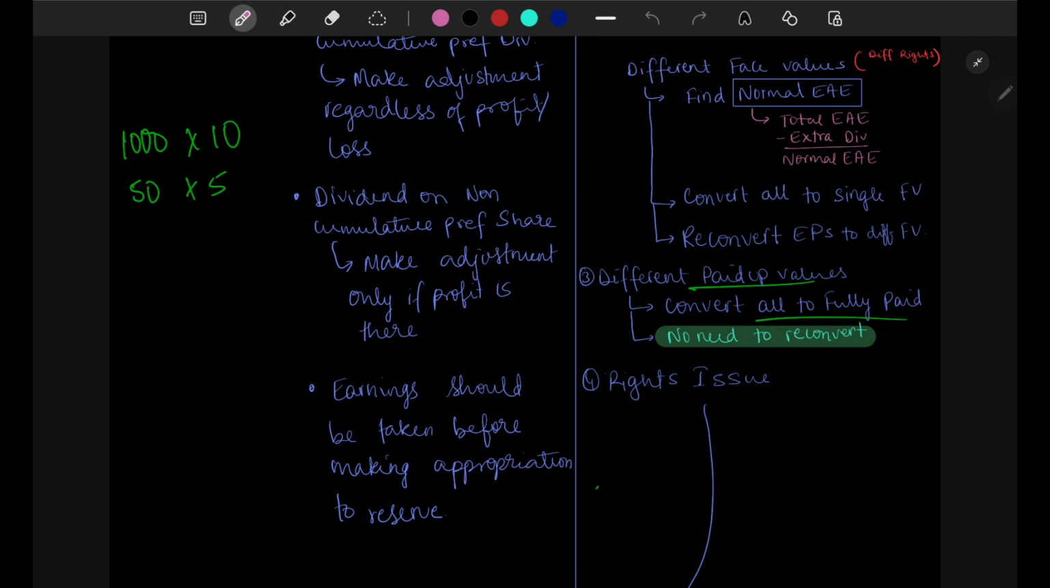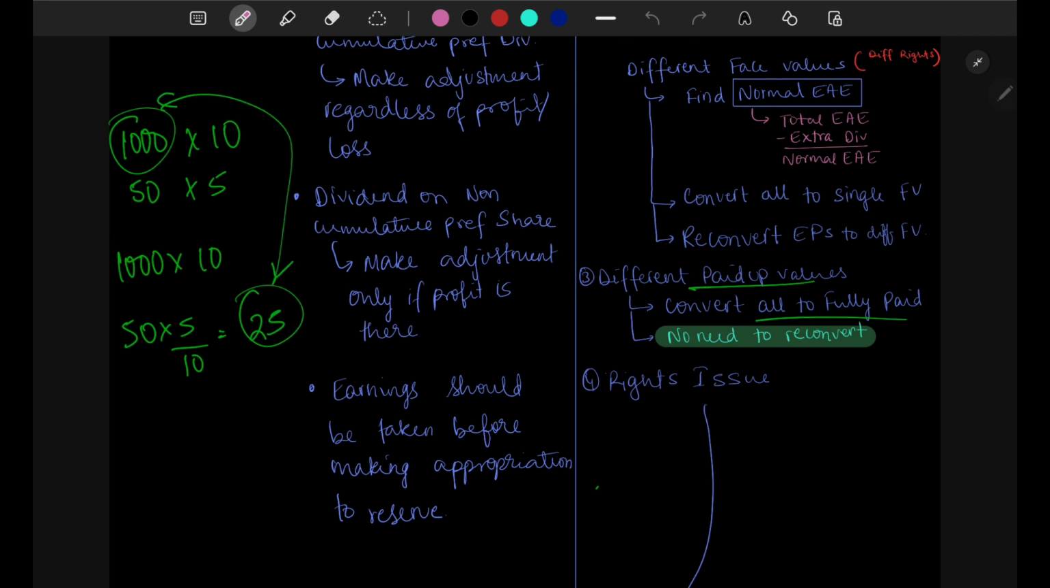So in this, the number of equity shares will be 1000 into 10, and how much are 50 into 5? 50 into 5 by 10 will be 25, right? So that will be the number of shares: 1000 shares, and here only 25 shares. We're only finding out the number of shares. This 1000 we take completely, but in the 50 of 5 partially paid up, we take only 25. So total weighted average number of shares will be 1025.